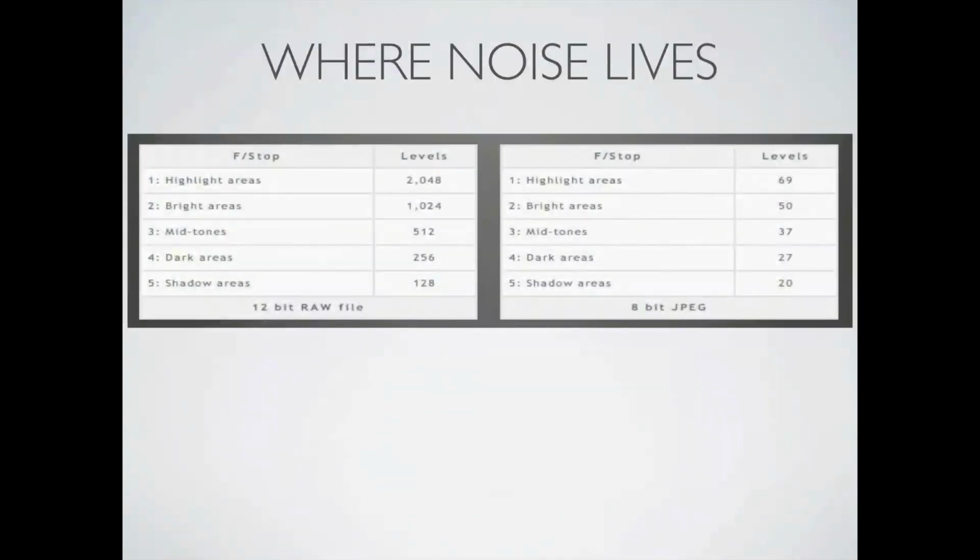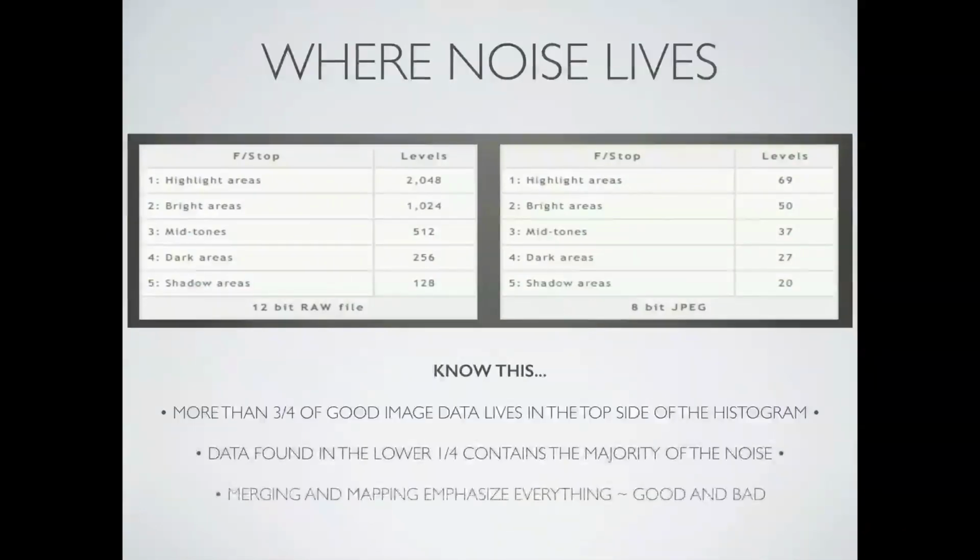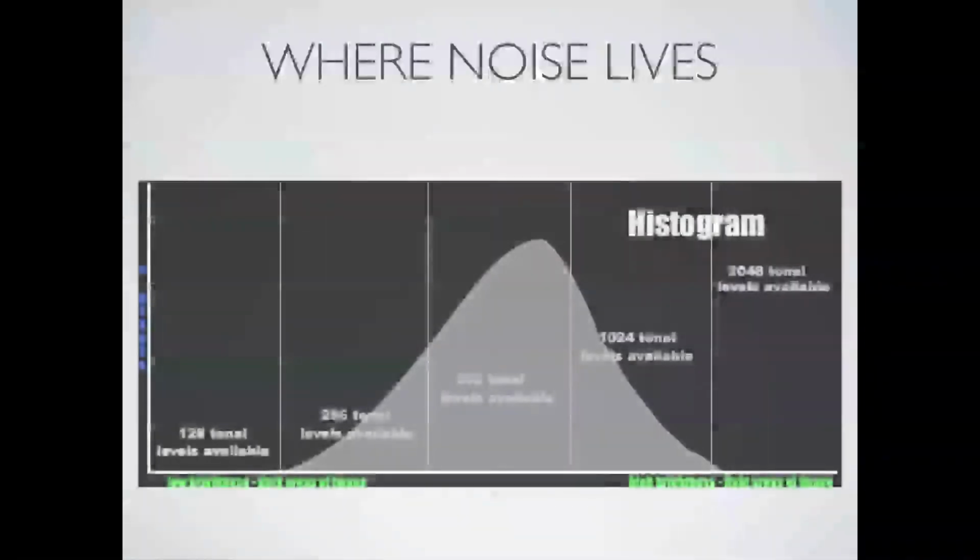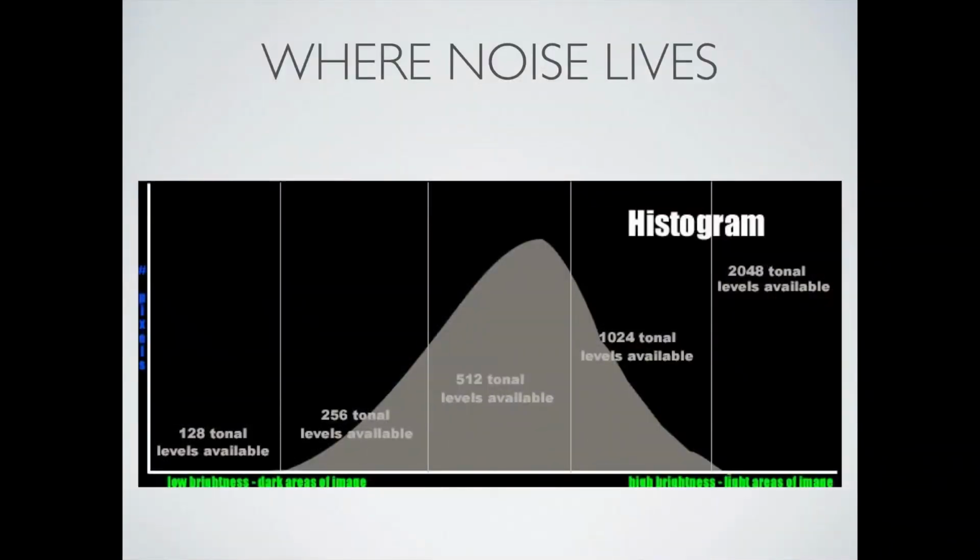And finally, where noise lives. This is kind of an unknown fact, I think, for most people, that they don't realize that most of the good information lives in the top half of the histogram, as you'll see right here in this diagram. Over 2,000 tonal levels are available in the upper fifth of that range, and 1,000 in the next fifth, and 500 in the next, and you see it gets lower and lower. The noise floor starts to build as we move towards the left. So we want to move the histogram as far right as possible.